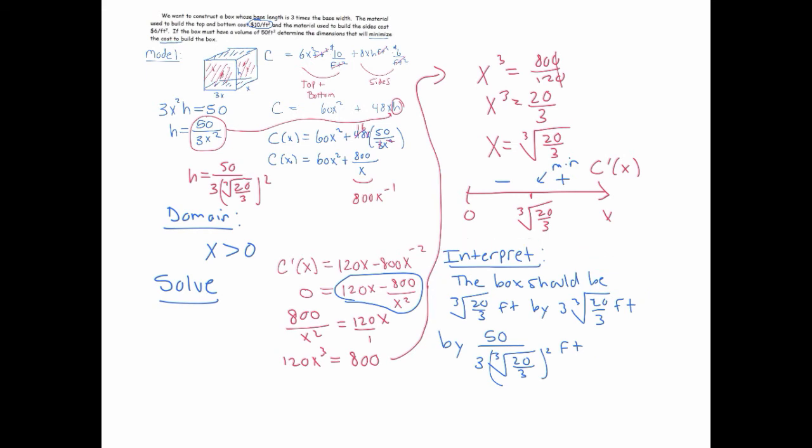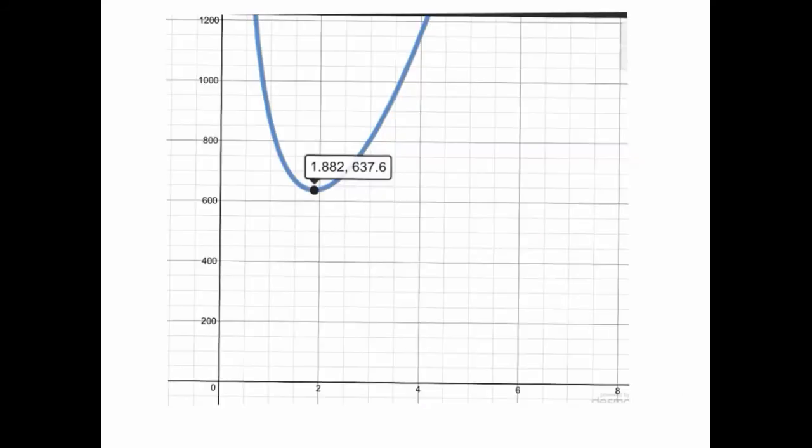It's precise. All right, and so again, on the next slide, I'll just show you the cost function, and we'll see that the minimum happens exactly where we found it. All right, and here's our cost function in terms of x, and then we see that 1.882, which is the cube root, that's the same as the cube root of 20 over 3. There is where the minimum cost would occur. And then if it asked for the actual minimum cost, we would plug in, and we would get this.